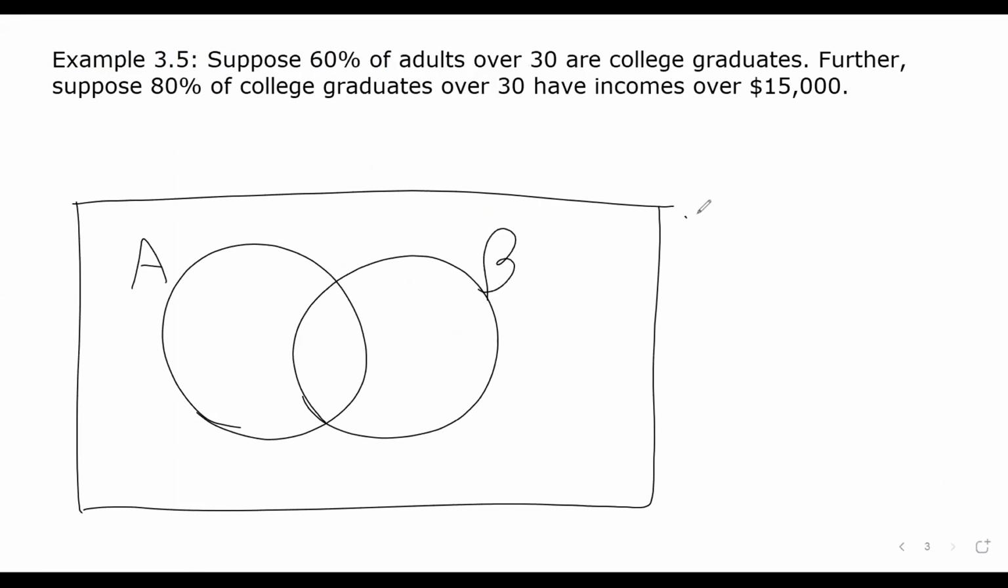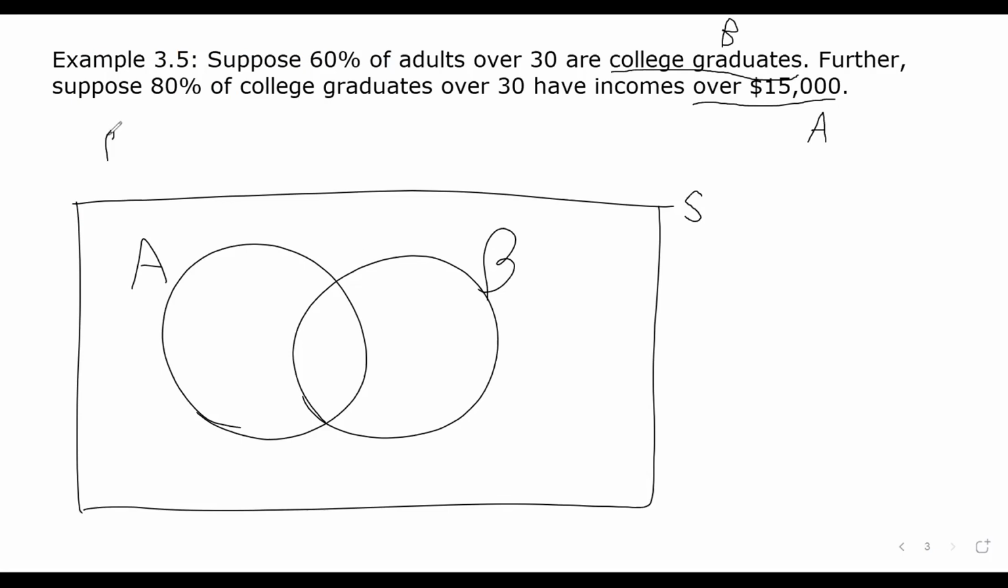Okay, so the entire sample space is really the people over 30. The college graduates, to remind you, is event B, and A is the event of over 15,000. It says, suppose 60% of adults over 30 are college graduates, so 60% is in circle B. 80% have incomes over 15,000, so 80% is in A and 60% is in B.